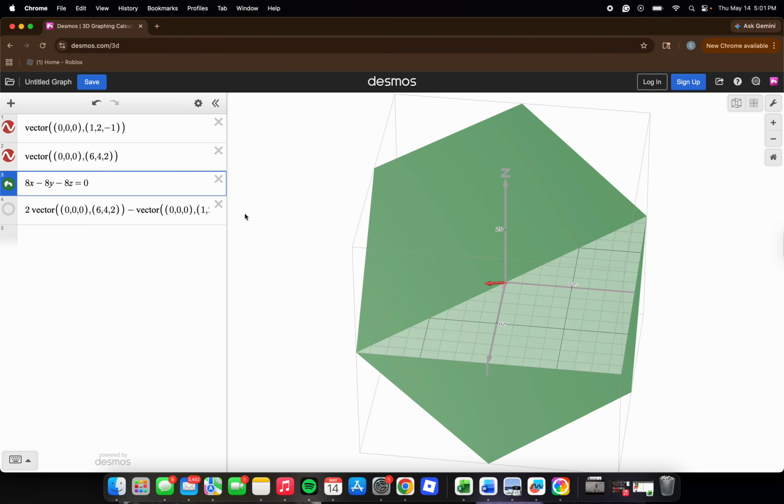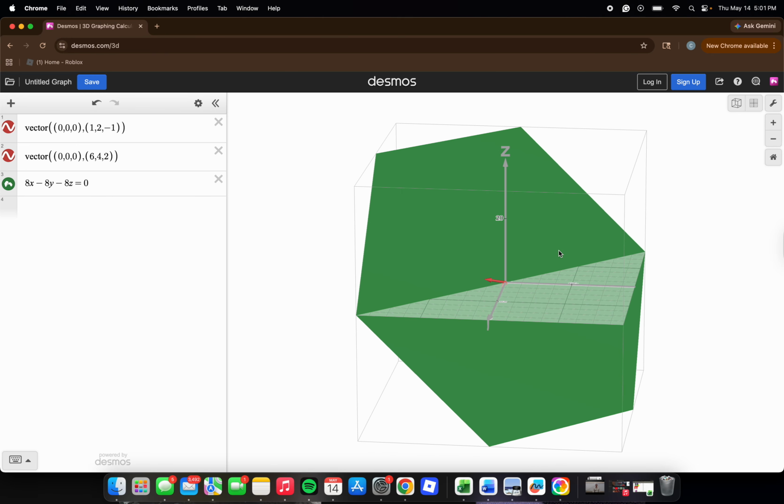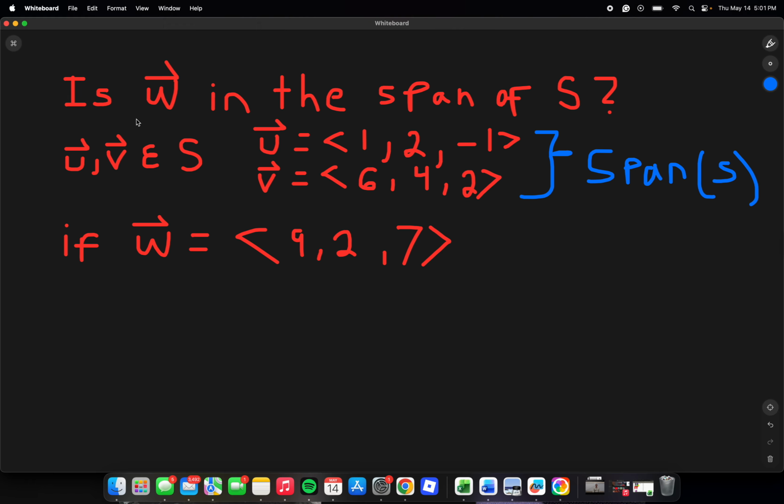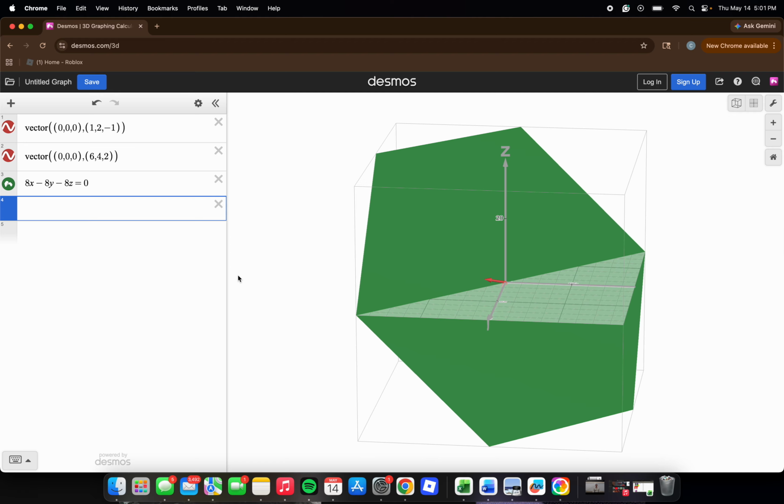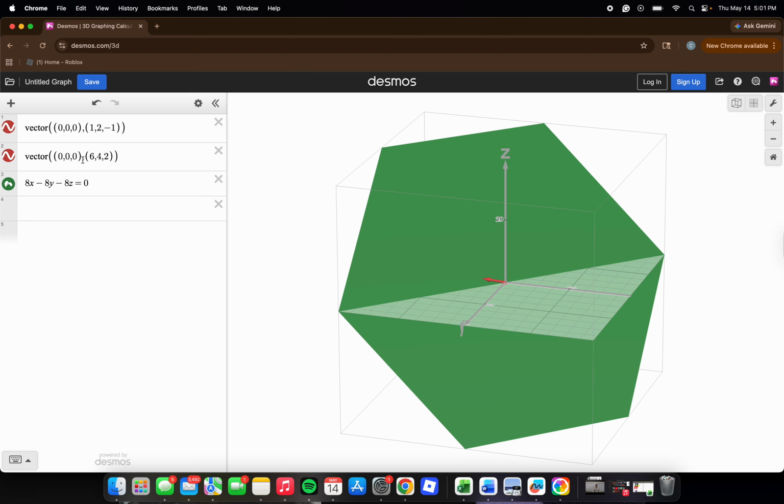Okay, so how can we find this mathematically? Because it's very easy visually. The question that we're asking is, is this other vector w in the span of S? And that might be a little hard to prove unless you know the algorithm. Basically, if the vector w is in the span of the subspace S, then w must be in the plane somewhere. And let's see if that's the case.